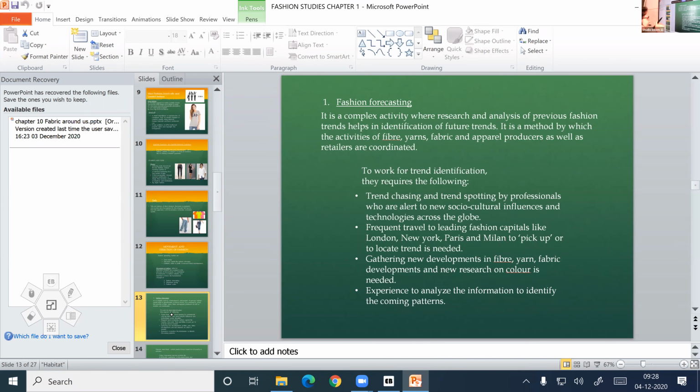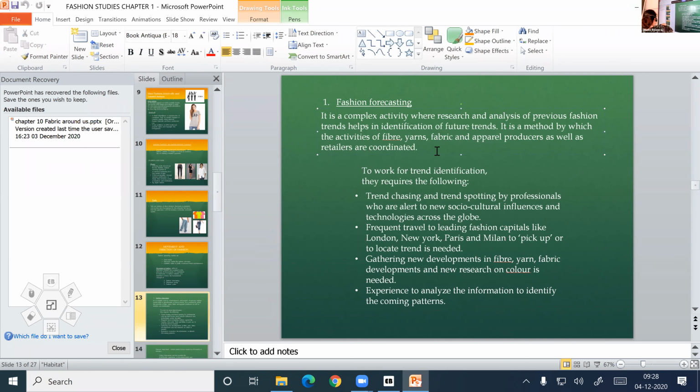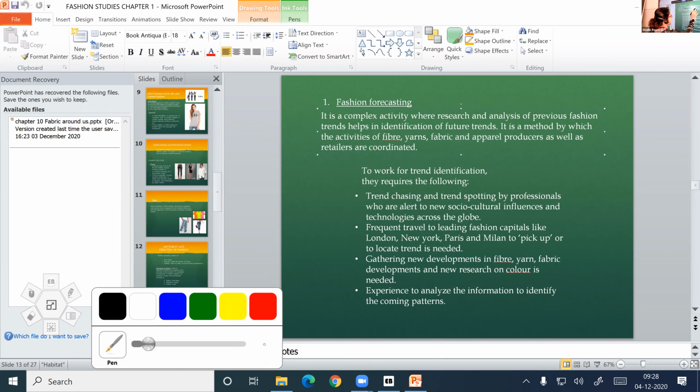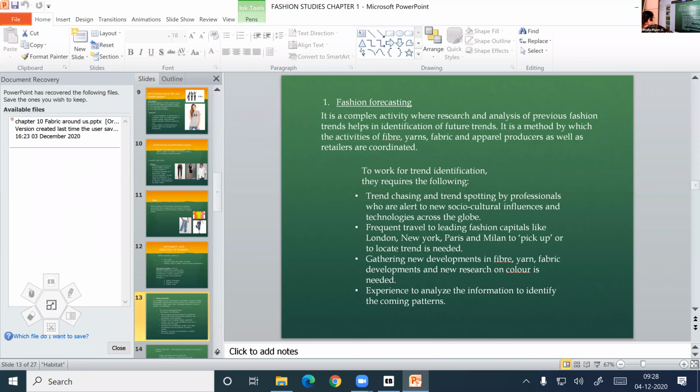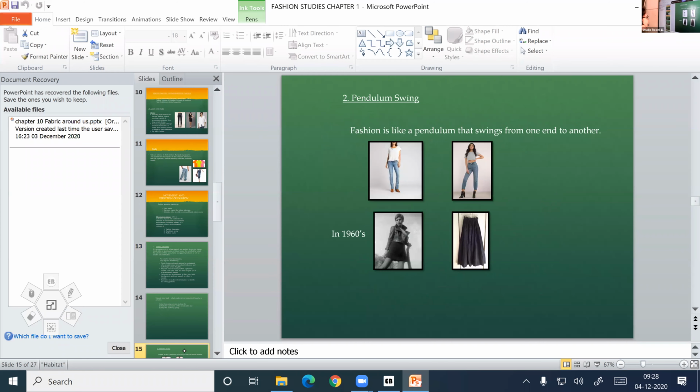Yes, it is the analysis of previous fashion trends to identify future trends. Identification of future trends. That is fashion forecasting. Okay, the next topic after fashion forecasting. There's a confusion with this. Okay, then the next topic is pendulum swing.